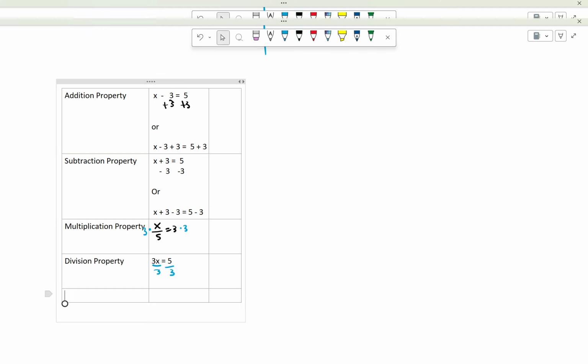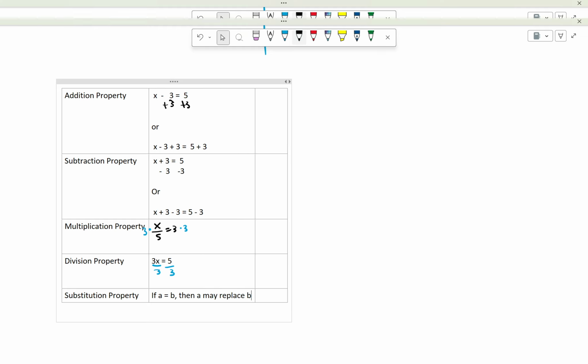Some additional mathematical properties you're going to have here: the substitution property, which says that if A is equal to B, a conditional statement, then A may replace B. Okay? So it's a direct swap of A for B. Next, we're going to have the reflexive property, which is kind of a funny one. Some of you are going to think this is pretty silly, like, yeah, no kidding, Mr. Manners, no duh. A is equal to A.